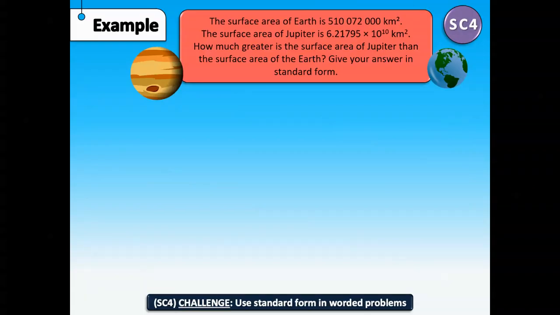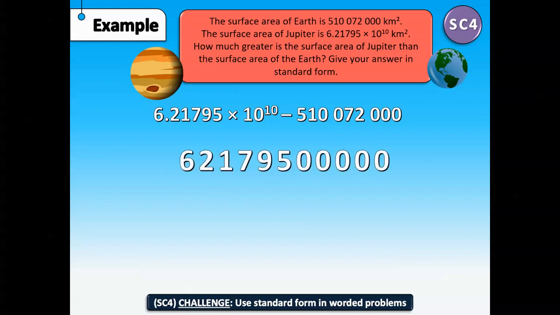So the surface area of Earth is that number there, and the surface area of Jupiter is that number there. So how much greater is the surface area of Jupiter than the surface area of the Earth? We want to give our answer in standard form. So for this one, we want to do a subtraction. So we convert both numbers into ordinary numbers. Well, the surface area of the Earth is already an ordinary number, so that's fine. And then we subtract them.